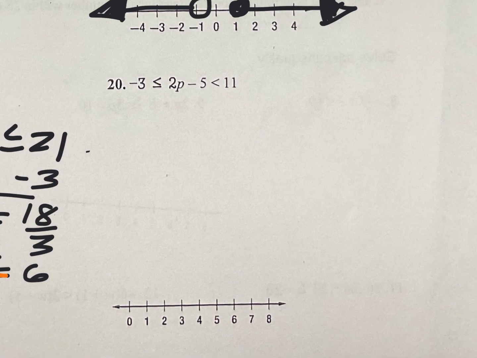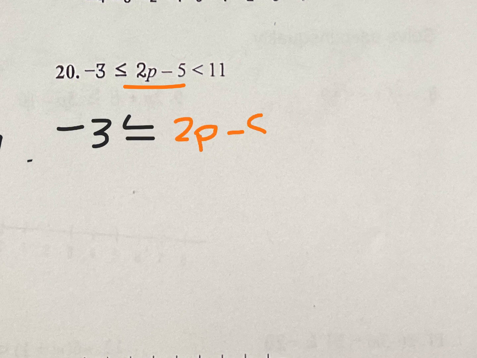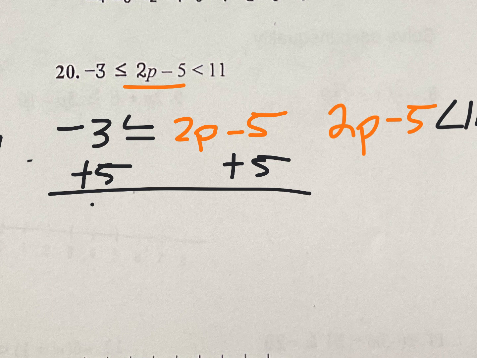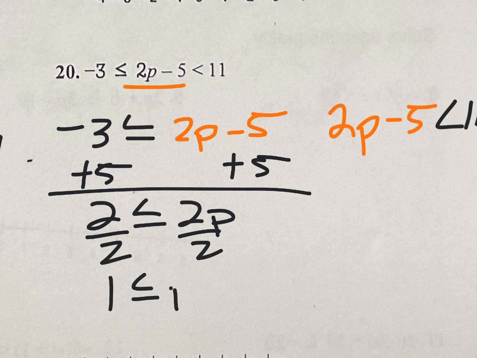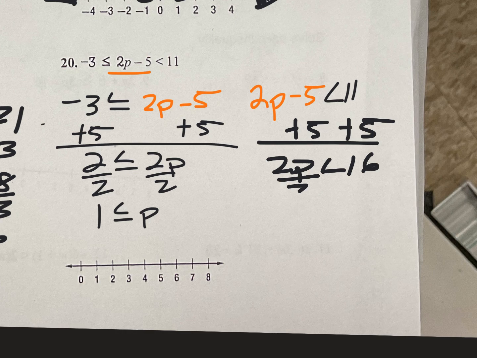Okay, so for number 20, the hard part is getting that separation correct. So it's -3 is less than or equal to 2p minus 5. Then you need that same 2p minus 5 to be less than 11. We're going to add 5 to both sides. That leaves me with 2 is less than or equal to 2p. Divide, we don't have to flip or anything, so p is greater than or equal to 1. Add 5. 2p is less than 16. Divide both sides by 2. P is less than 8.